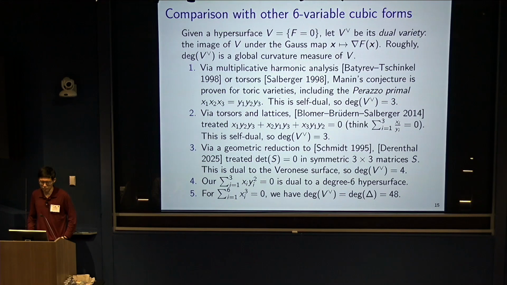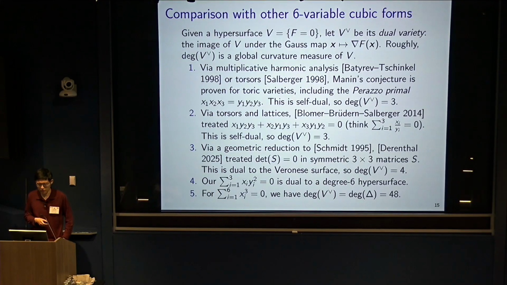It's essentially a sum of 3 fractions equals 0, then you clear the denominators. You get this x1, y2, y3 plus ... equals 0. Again, that's a self-dual thing, and they again used some torsors and lattices to count this. And another recent example, by Derenthal, is if you're interested in counting symmetric 3x3 matrices whose determinant is 0, that has some geometric interpretation in terms of the Veronese surface. And there, you can also count points using a result of Schmidt. The degree of the dual variety here is 4.